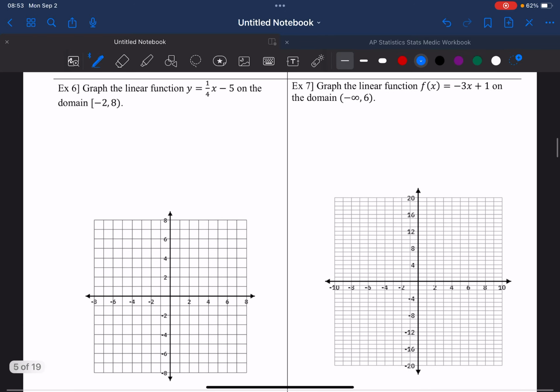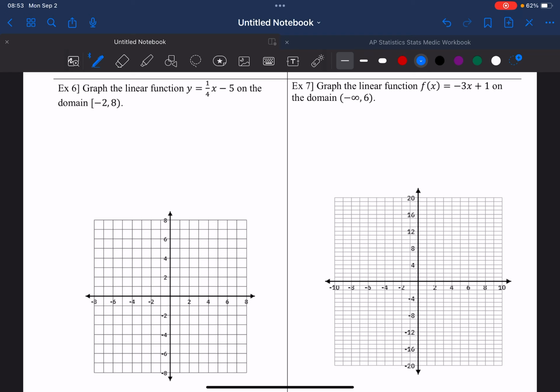Okay, so we have 2 more examples here, and on these examples, we need to graph our function with the given linear function and the given domain. Before we do anything, we need to first graph that linear function. We could do one of two things. We could create a table, and when we create this table, we can make sure we are staying within the domain of -2 and 8.